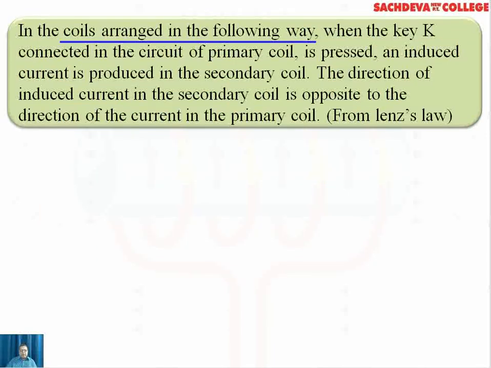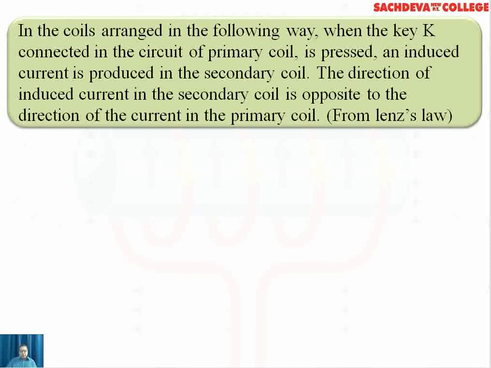In the coils arranged in the following way, when the key K connected in the circuit of the primary coil is pressed, an induced current is produced in the secondary coil. That current is called secondary current. The direction of induced current in the secondary coil is opposite to the direction of current in the primary coil, and that is in accordance with Lenz's law, which states that EMF is induced due to change in flux, and the direction of induced EMF is such that it opposes the cause which produces it.